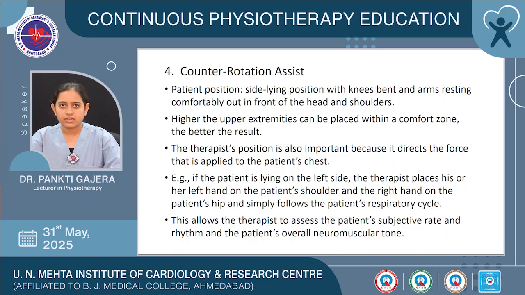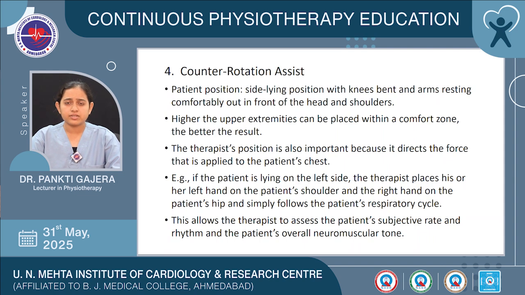Fourth one is counter rotation assist. The patient is positioned in side lying with the knees bent and arms resting comfortably out in front of the head and shoulders. The higher the upper extremity can be placed within the comfort zone, the better the result. The therapist's position is also important because it directs the force that is applied to the patient's chest. For example, if the patient is lying on the left side, the therapist places one hand on the patient's shoulder and the right hand on the patient's hip and simply follows the patient's respiratory cycle.